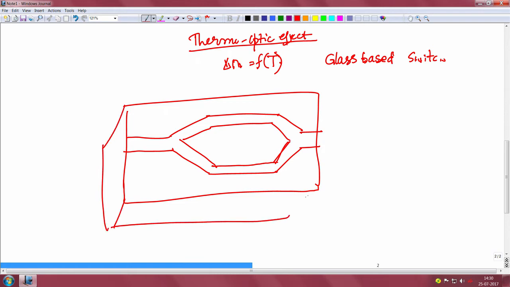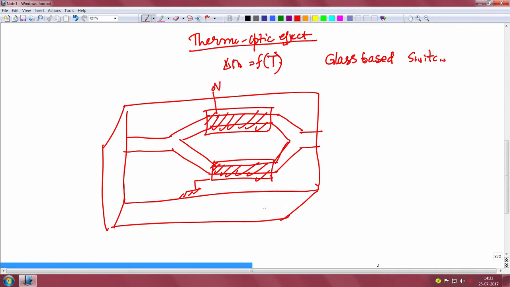Just to illustrate, we would like to heat the waveguides by putting electrodes like this. This is an electrode. There can be another electrode on top of this if you would like to heat the second part also, or the electrodes could form a part of the circuit to heat. For example, one of the waveguides can be grounded and a voltage can be applied to this electrode.